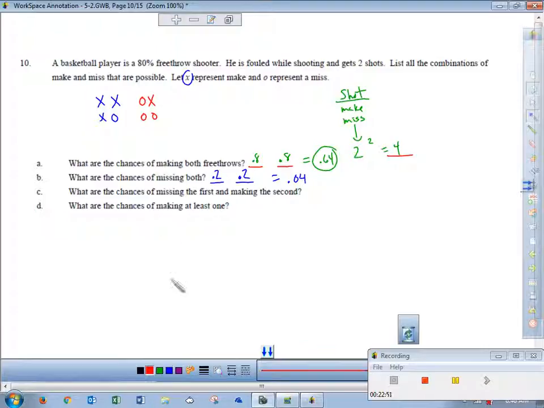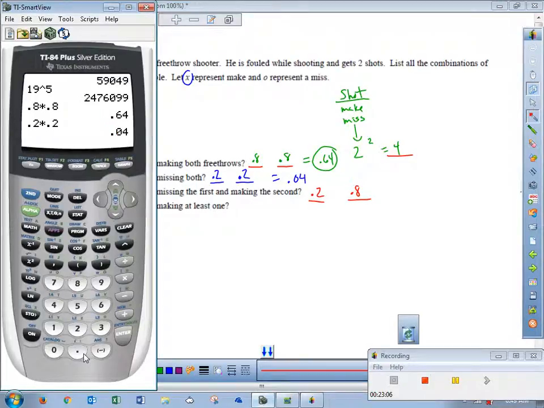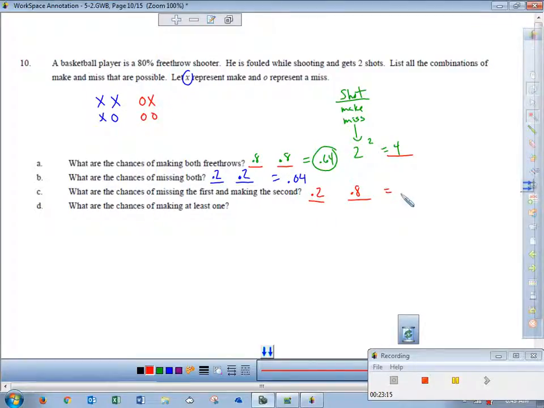What are the chances of missing the first and making the second? So blanks help me. If you're going to miss the first, boom, that's not what I wanted. I wanted 2 there. So 20% chance of that happening. Make the second, so 80% chance that that's going to happen. And you multiply those together. And I didn't hit multiply. Get yourself a 16% chance. 0.16. Circle that guy.